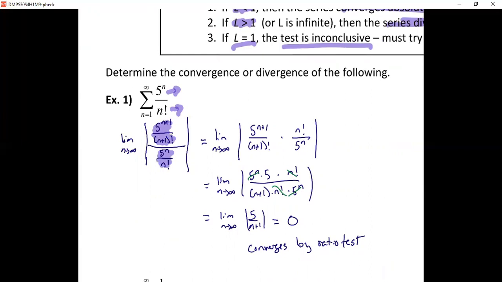Anytime we do this, I strongly encourage you to multiply by the reciprocal because that's what we do with fractions. And then if you remember 5 to the n plus 1, we can write as 5 to the n times 5. Those are some exponent rules. n plus 1 factorial, we can write as n plus 1 times n factorial. Those are some factorial rules. Then what cancels gives us the limit as n approaches infinity of 5 over n plus 1, which is 0. So by the ratio test, this will converge.